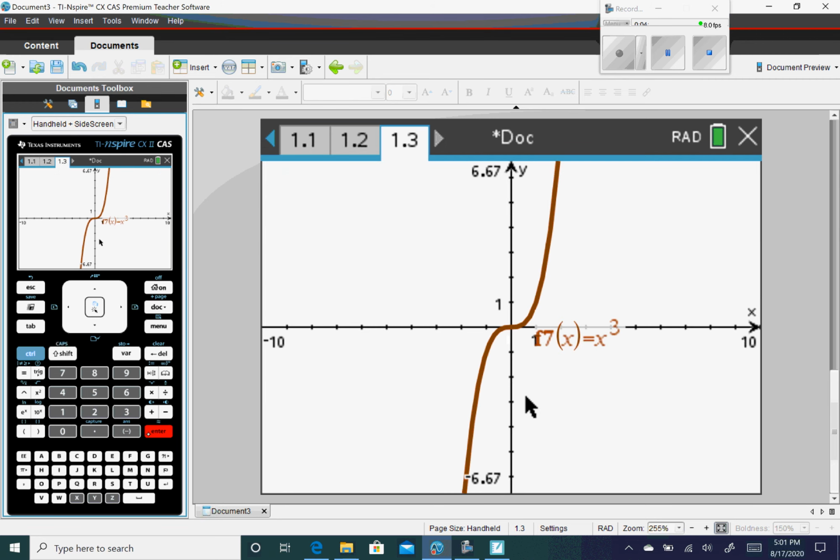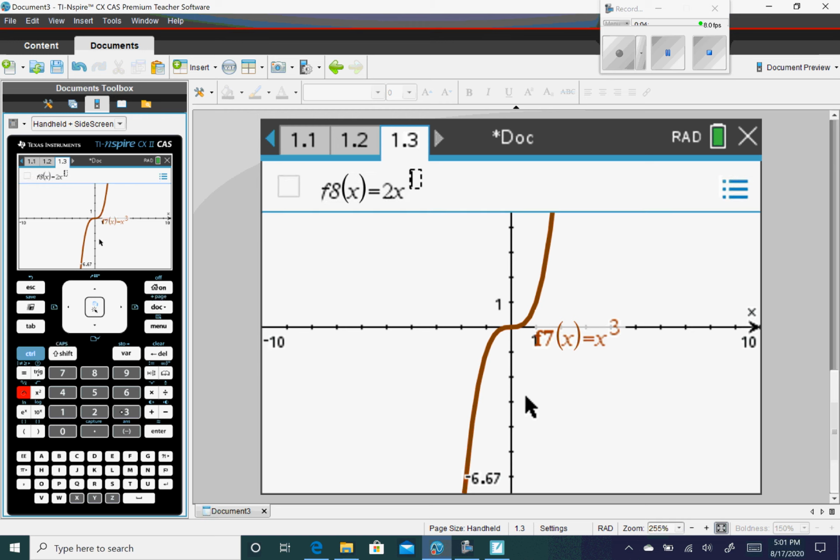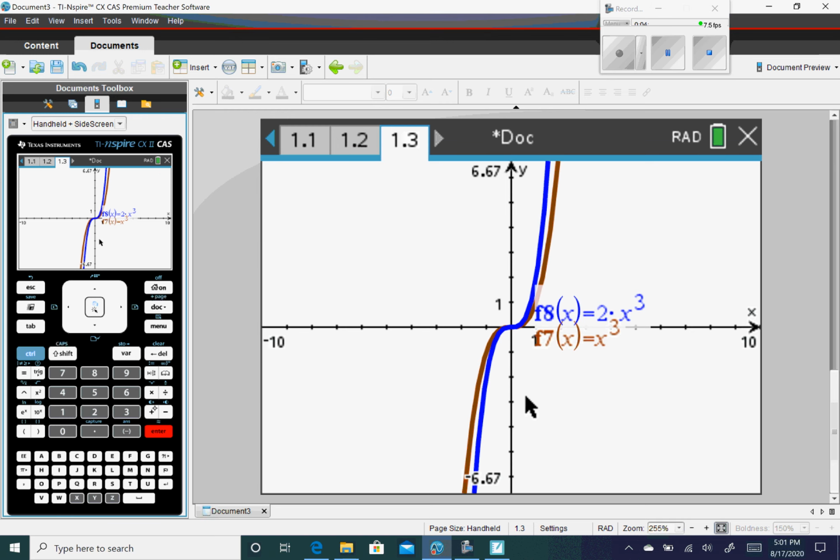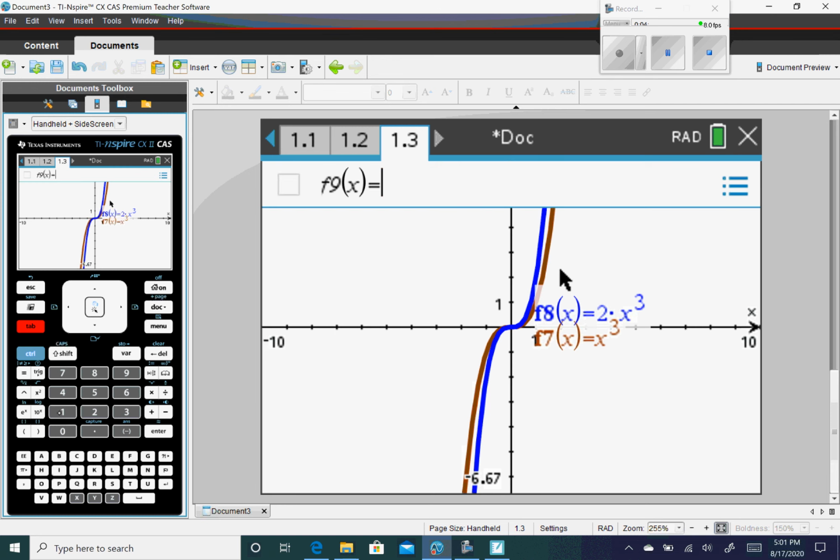Again, there's our parent graph. So now let's see if I type in 2x cubed. It has stretched it vertically, meaning our y values are getting larger a lot quicker, so it looks like the graph is actually skinnier. And that's what happens. Think of silly putty or whatever you could stretch vertically. It is going to get skinnier going across, or the width of it will get skinnier. And then if we take a fraction, let's say 1/2 times x cubed.